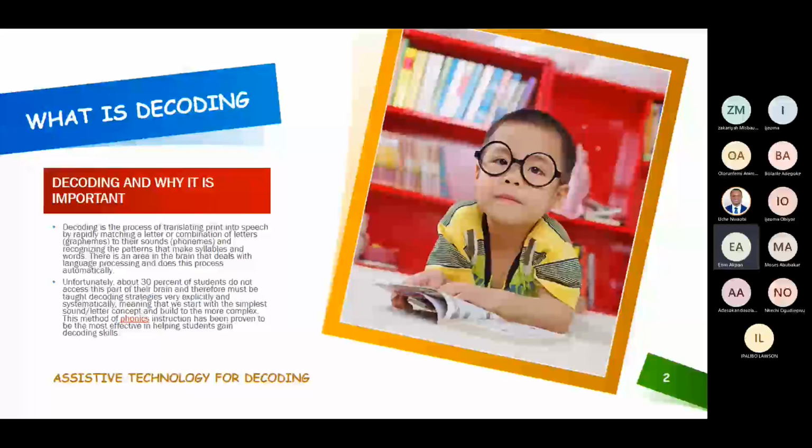Decoding is the process of translating print into speech by rapidly matching a letter or combination of letters to their sounds and recognizing the patterns that make syllables and words. There's an area in the brain that deals with language processing and does this process automatically.